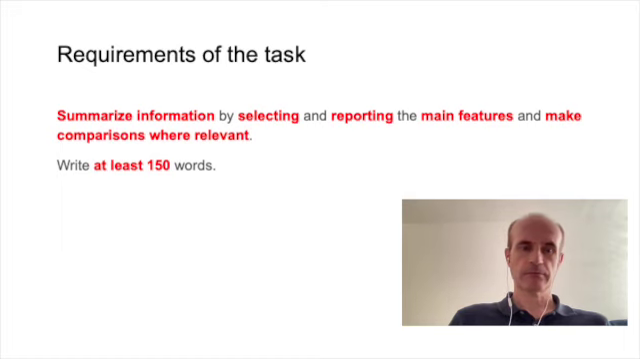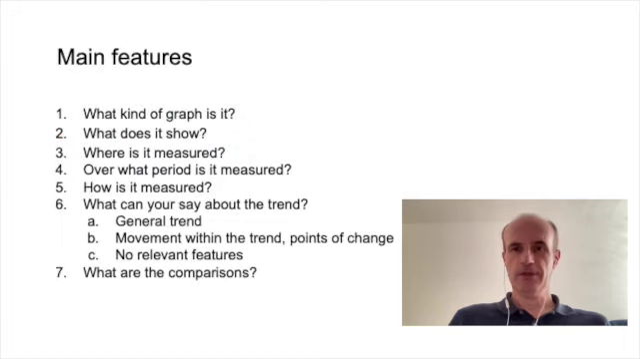Now, of course, the question now is, what are key features, or what are the main features? And on the next slide, I will give you an indication of what these features are, right? First of all, you need to know what kind of a graph it is, what it shows, where it is measured, over what period it is measured, how it is measured, and this part only talks about the graph itself, right? It is a line graph.